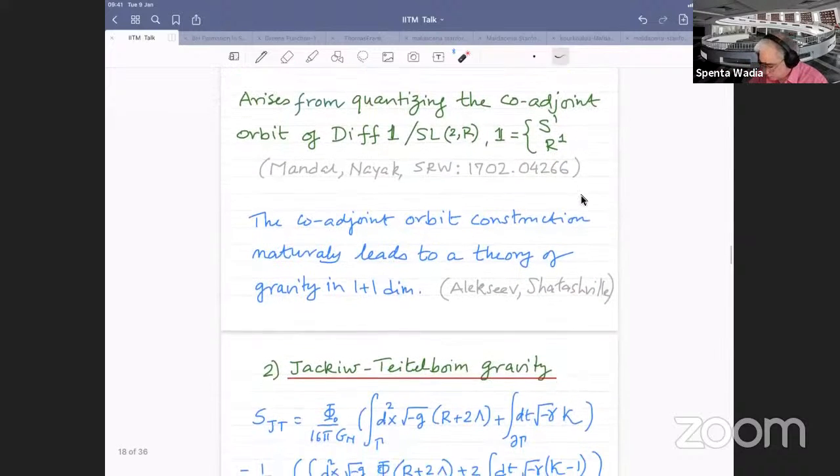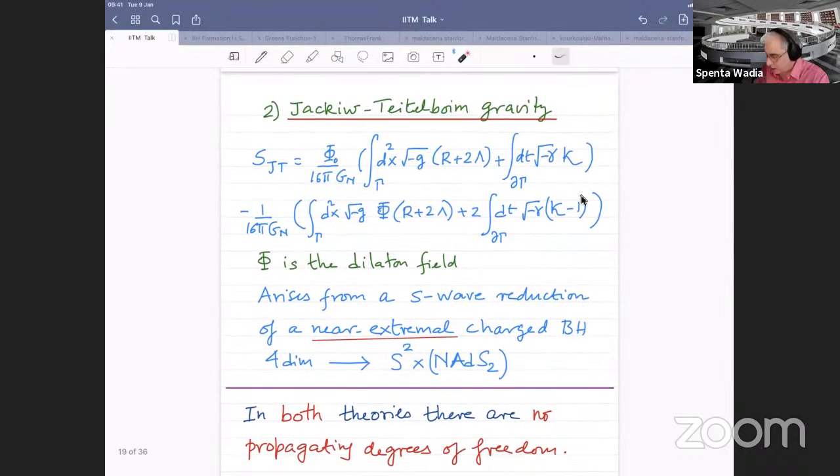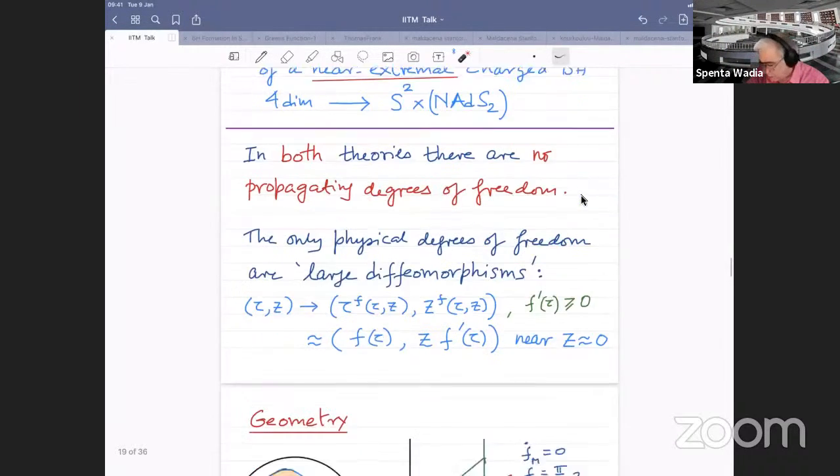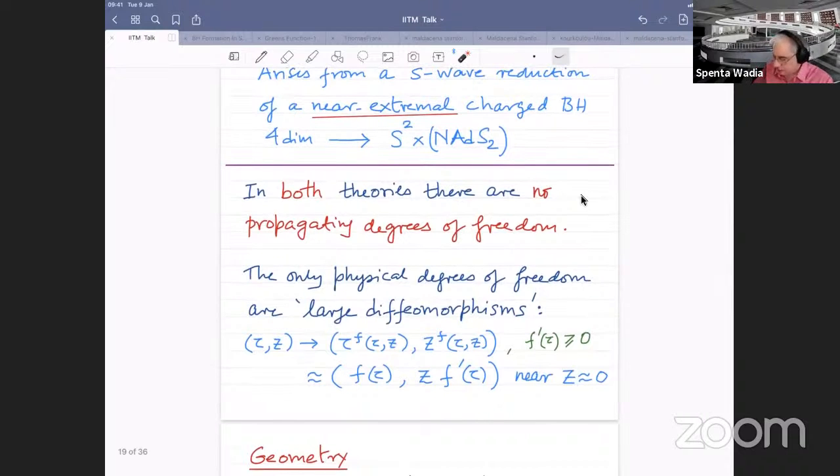Now, there is another dual which people use, and this is the Sachdev-Ye-Kitaev gravity, which everybody knows. It has a very important dilaton field with a certain boundary condition, and it arises from the S-wave reduction of a near extremal charged black hole. So it enables you to make a connection with higher dimensional geometry. However, what is important, and this is very nice, is that in both theories, whichever gravity theory you work with, the Polyakov theory or the Sachdev-Ye-Kitaev, there are no propagating degrees of freedom, and the only physical degrees of freedom are large diffeomorphisms at the boundary.